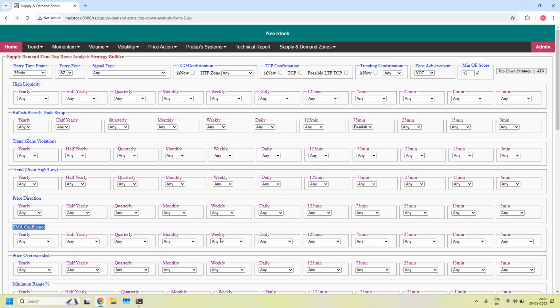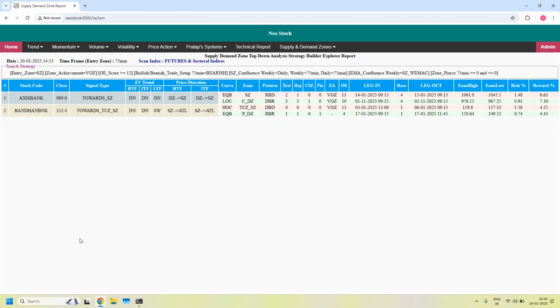In the EMA confluence, weekly time frame, the weekly supply zone having weekly EMA confluence filter is enabled. Both the stocks are filtered, having downtrend, the HTF trend. So these two are even more high probability trade setup supported stocks. Maybe that is the reason why the first one is already tested 2 times. Okay. Next, this is the bearish trade setup for weekly income trade.